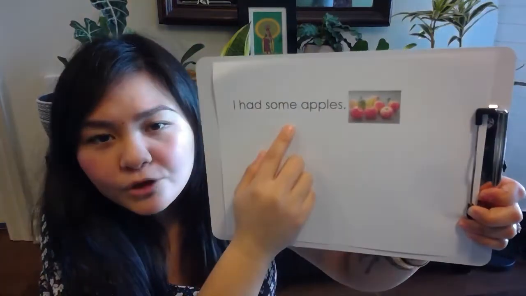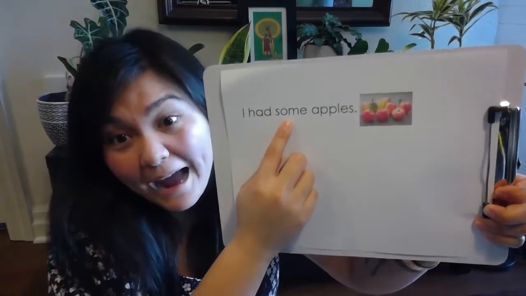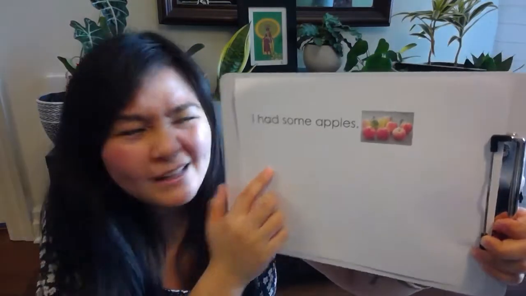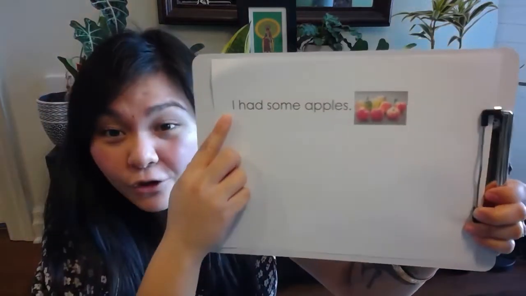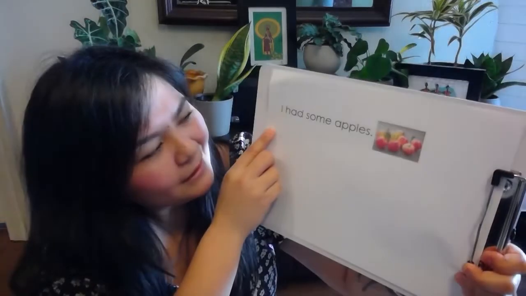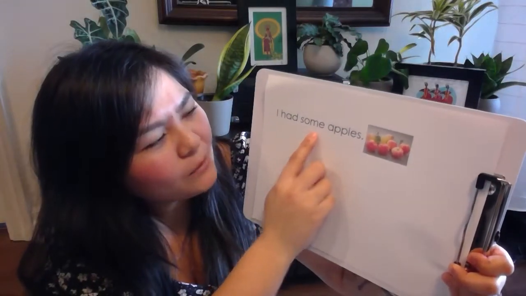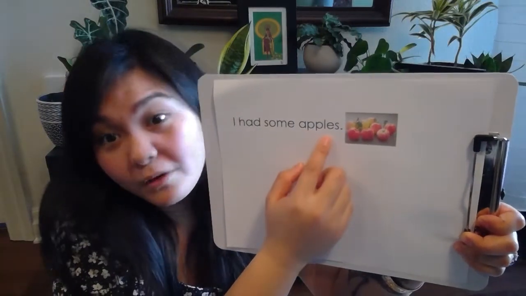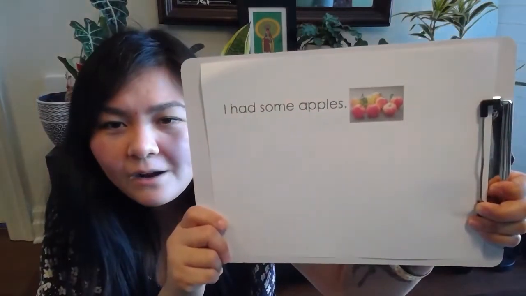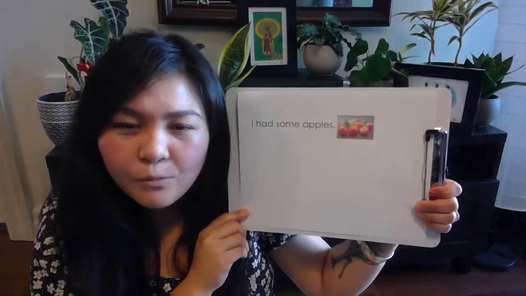I noticed that there's an important word here that's telling us some of the math. Some. I know that some means more than one, so this character had to have started with more than one apple. And also what's telling me that they had more than one apple is the S at the end of the word apples, that there's more than one. So I know this character had more than one apple.